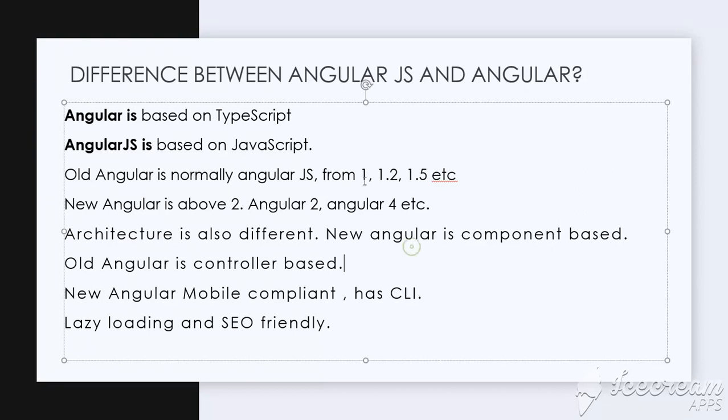The new Angular, which is this TypeScript-based Angular, that is normal Angular, is actually a component-based architecture, and the older Angular is controller-based, that is this model view controller-based architecture. This is one big app. There are no individual components like in the new Angular. That's also one of the basic differences.